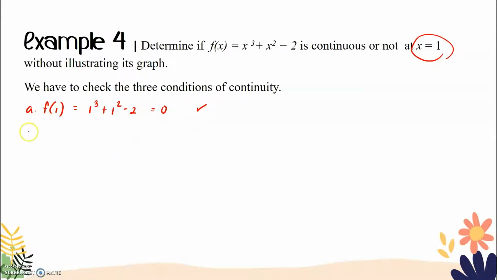Next, let's go to the second condition. The second condition is that the limit of f of x as x approaches c should exist.